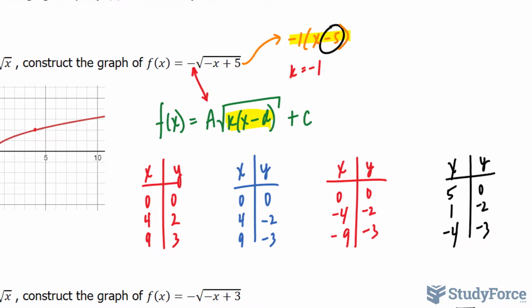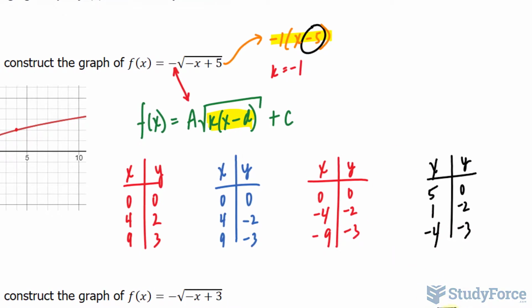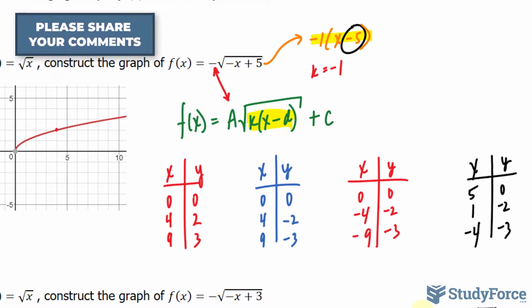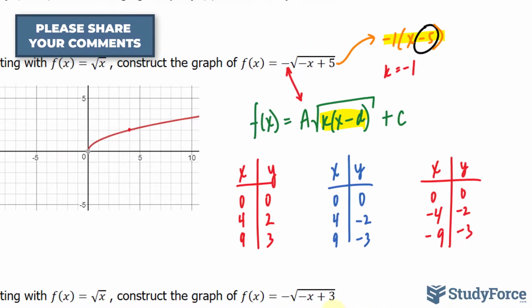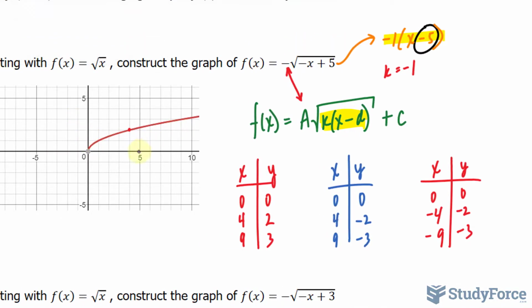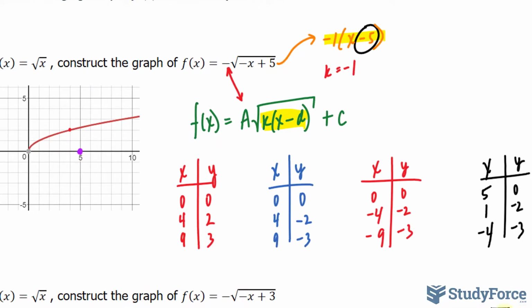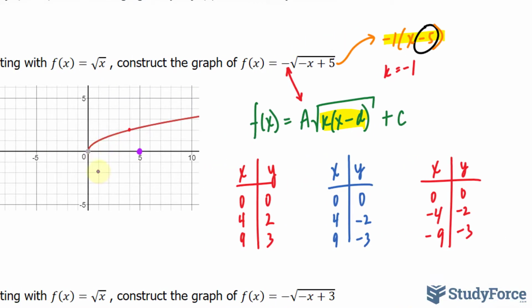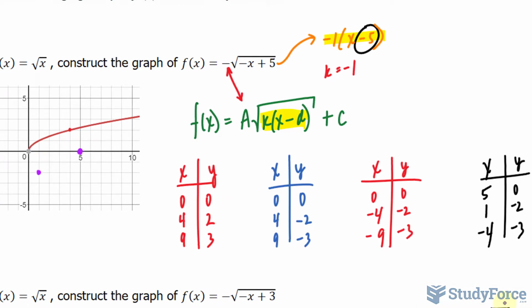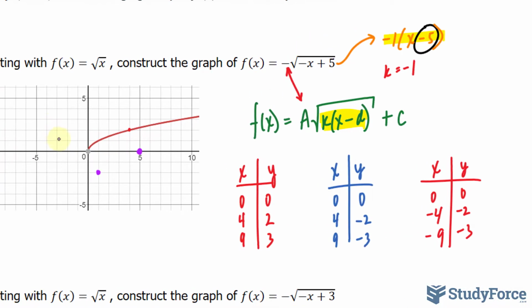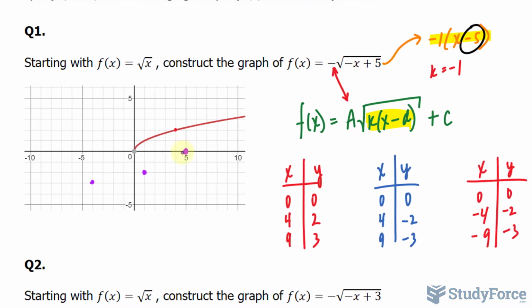Okay, if we plot these points, then we have our new graph. Let's start with 5 and 0. 5 and 0 is right here. The next point is 1 and negative 2, so positive 1 and negative 2. And our last point is negative 4 and negative 3. Negative 4 and negative 3. If we connect these, we get the following.